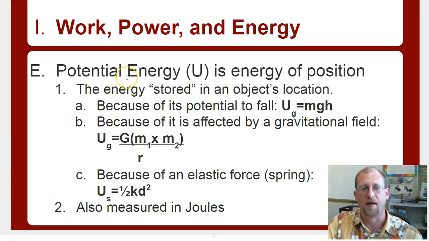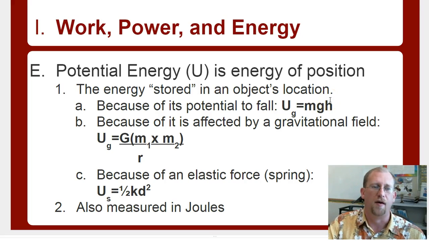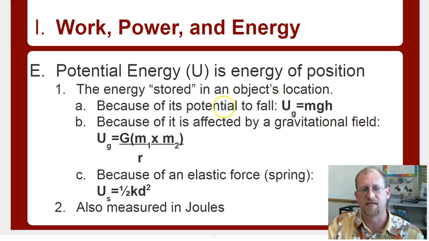Okay, potential energy. Next one we want to look at. Potential energy is the energy of position. It's a stored energy, and it could have its position because it could fall from there, in which case potential energy is the mass times the force of gravity times the height above which it could fall. Or it could have potential energy because it's affected by a gravitational field. That gets a little bit more complicated. Look in your book for some examples of this one. We will do very little with this in class.